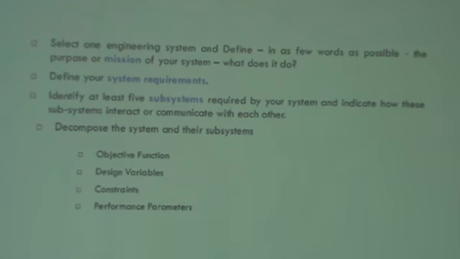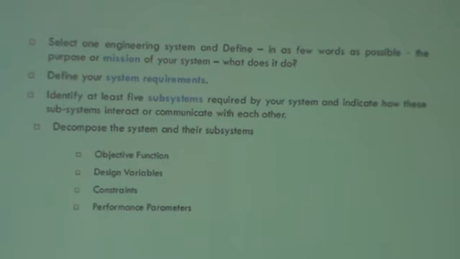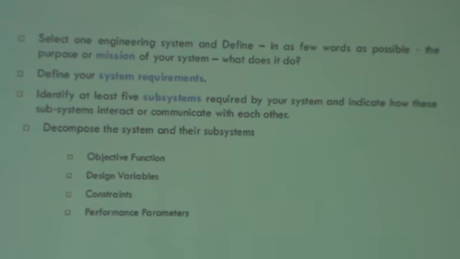You have to select one engineering system. This is your second assignment. आपने कोई एक सिस्टम सेलेक्ट करना है, इंजीनियरिंग सिस्टम, वेरी सिंपल इंजीनियरिंग. आई विल गिव यू एग्जांपल. मेरे पास एग्जांपल है, वो भी आपको देखूंगा. सेलेक्ट वन इंजीनियरिंग सिस्टम एंड डिफाइन in as few words as possible the purpose of mission of the system and what does it do. क्योंकि अब हम सिस्टम लेवल ऑप्टिमाइजेशन की बात कर रहे हैं.